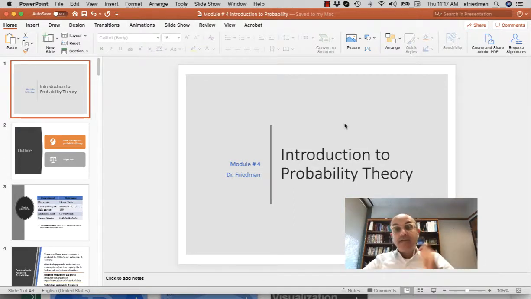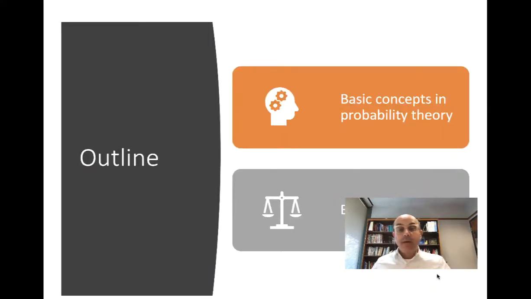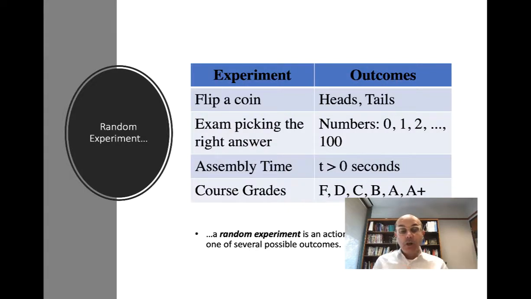Today we are going to cover probability theory, and we are going to cover two basic subjects in probability theory: the basic concept of it, and then the second part we are going to talk about Bayes' law. So, in any experiment, there is usually a probability of outcome. Example, when you flip a coin, we have heads or tails, or you pick a right answer in the exam, and each one of them has a value or grade, and so on and so on.